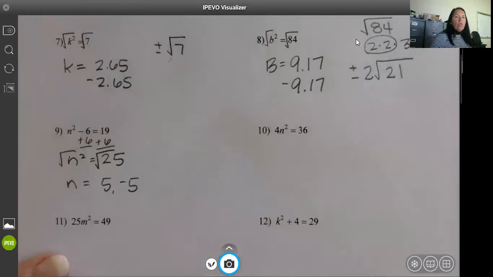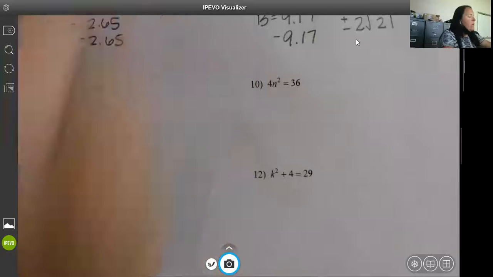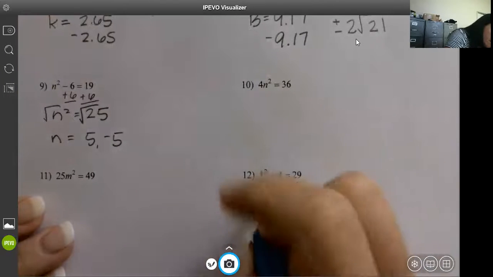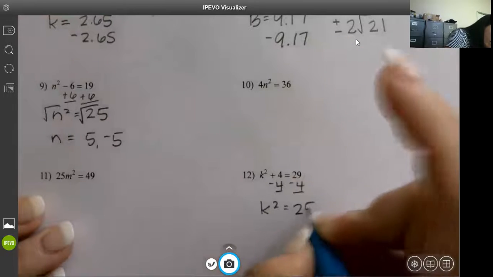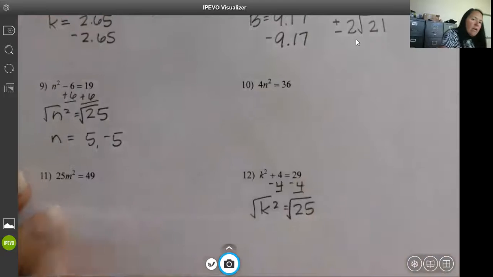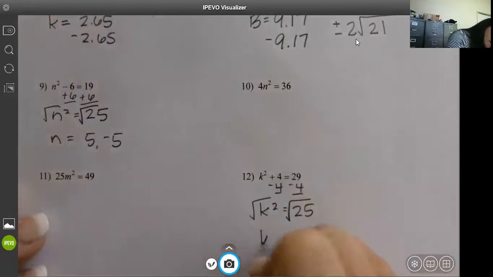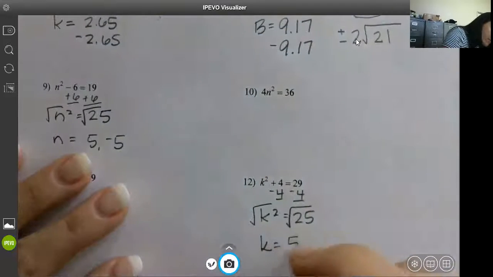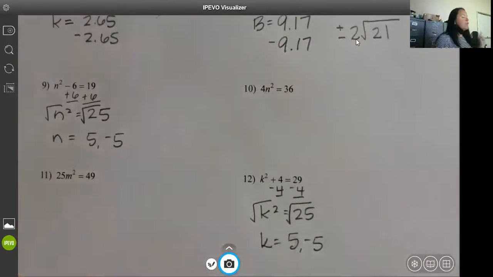Go to number 12. How do I get that k squared by itself? Subtract 4. And this one also comes out to be 25. I got the square by itself, so I'm going to take the square root. And we already did that right here. So we get k equals 5. Gosh, sorry about that, y'all. 5 and negative 5. So don't forget to do 2 answers. Any questions?